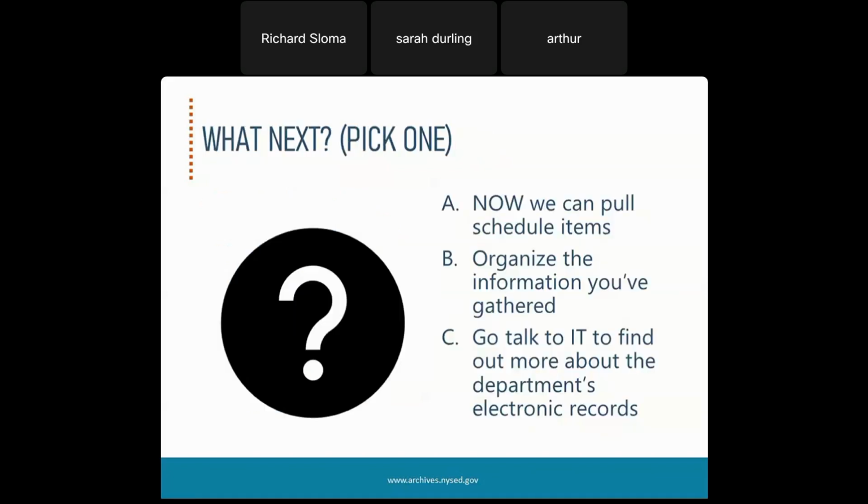All right, next question. A, now can we pull from schedule items? B, organize the information that you have gathered. Or C, go talk to IT to find out more about the department's electronic records. I'm not going to make you suffer through another rendition of the Jeopardy theme. I'm not that evil.